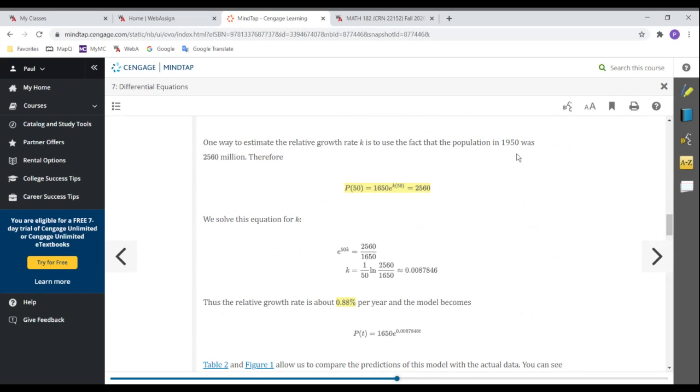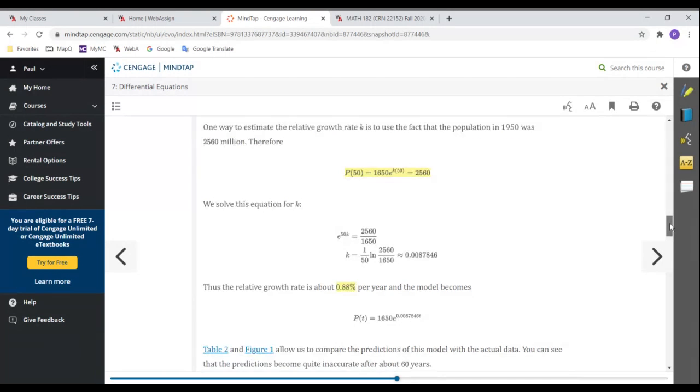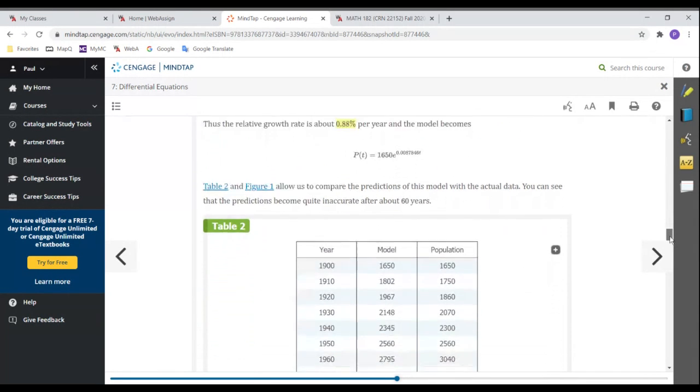If you choose different data points, you're going to get different answers. In your homework in WebAssign, they will tell you what data points to use, but you'll see you'll get different answers.